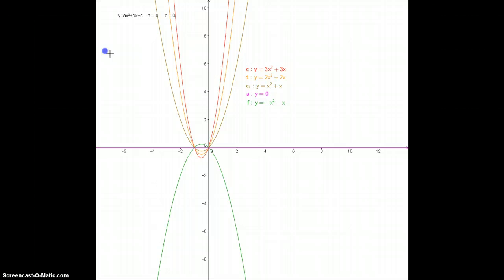So if we look at the graph, we notice that it is in a downward slope. And this is not really surprising, because if we're multiplying by -1, it reflects across our x-axis. So this parabola is a reflection of this parabola over the x-axis.